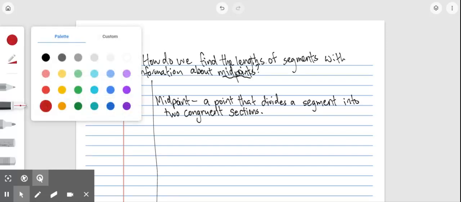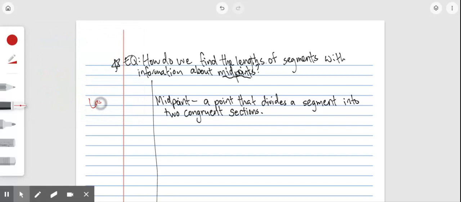Basically, in layman's terms, a midpoint is the point in the middle, obviously. The point. And the middle basically just means that there's an equal amount on the left and the right side of that point. So if you were to fold the line segment in half, you'd have an equal amount on both sides.